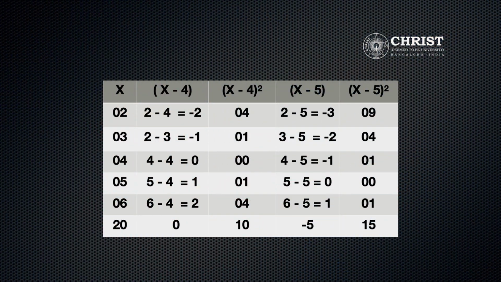Now the second property. The sum of squared deviations of items from the arithmetic mean is minimum. Take the same x values, where the mean is 4. We take the deviations of the x values from 4, and then we take the squares of these values. We can also take deviations from any other value, higher or lower than the mean. In my example, I am taking the deviations from 5. When you take deviations from 4, the total of the squared deviations is 10. When you take deviations from 5, the total of the squared deviations is 15.